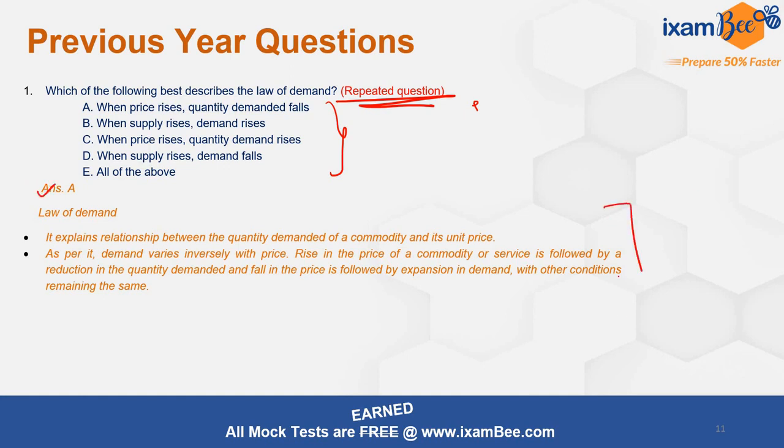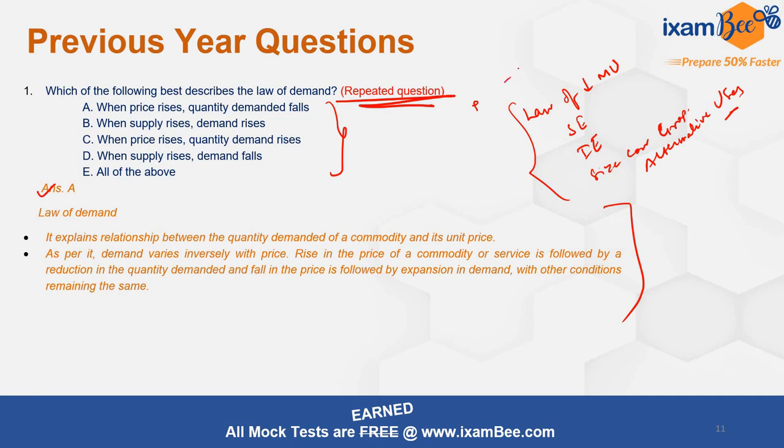Now also you should know why this law of demand is applicable. What are the reasons? The reasons are the law of diminishing marginal utility, substitution effect, income effect, then the size of the consumer group, right? How many people are there, and alternative uses if a particular demand has. All these factors cause a negative kind of relationship. That's why the law of demand holds.